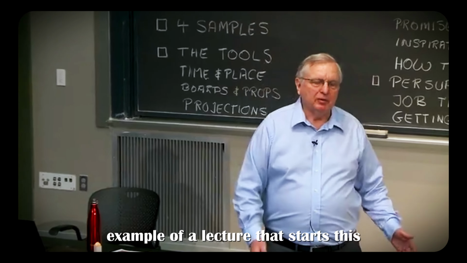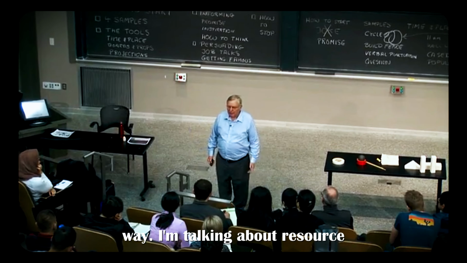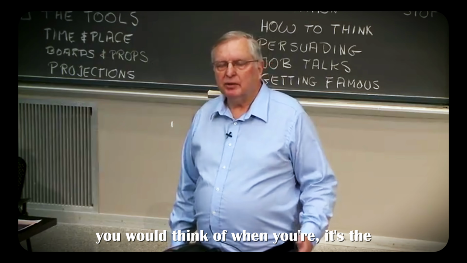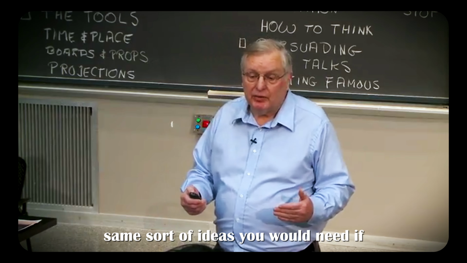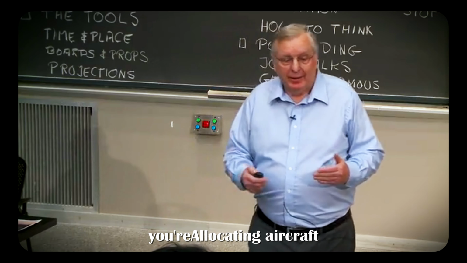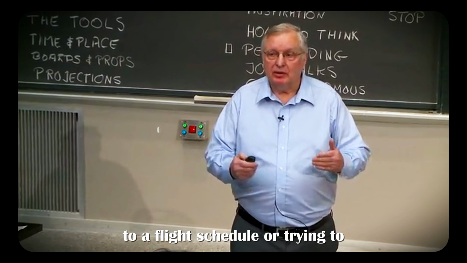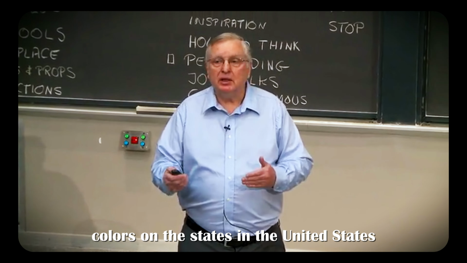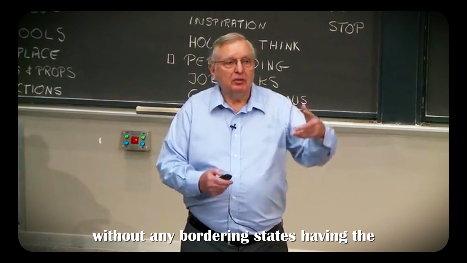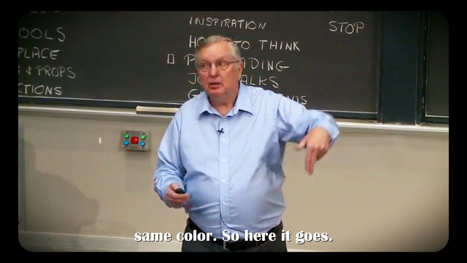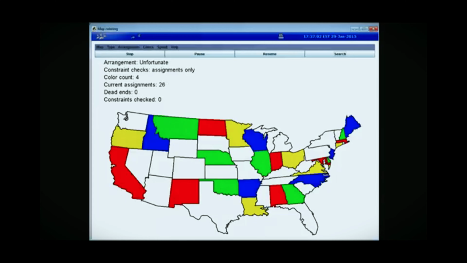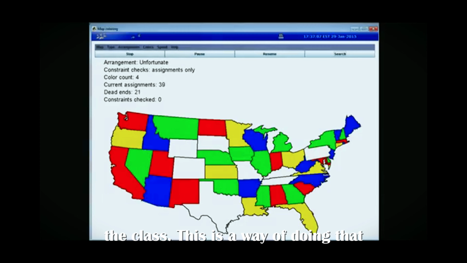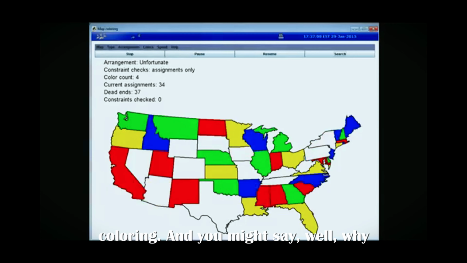Let me give you an example of a lecture that starts this way. I'm talking about resource allocation. It's the same sort of ideas you would need if you're allocating aircraft to a flight schedule or trying to schedule a factory or something like that. But the example is putting colors on the states in the United States without any bordering states having the same color. So here goes. This is what I show in the beginning of the class. This is a way of doing that coloring.